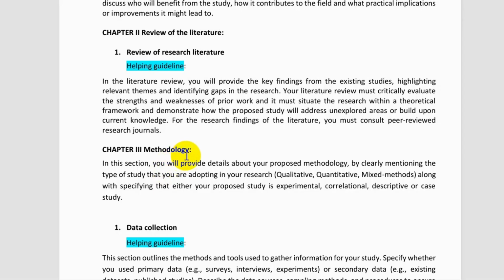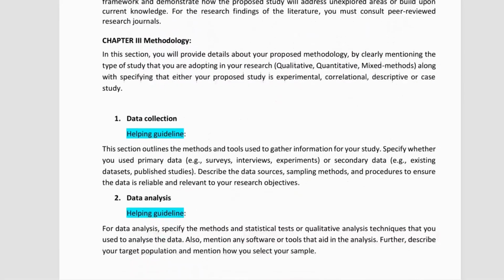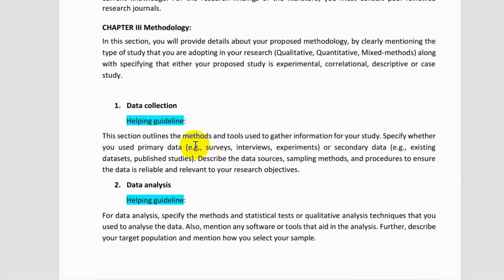So in this section, that is methodology, you have to discuss the method that you will use in order to conduct your research. So in this methodology section, the first one is the data collection, right?